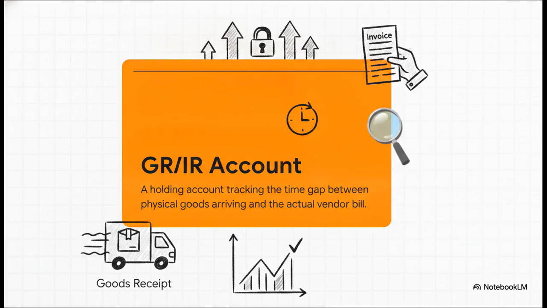I'm talking about the exact gap between the minute physical goods arrive at your warehouse store, that's the goods receipt, and the moment the vendor's actual paper bill lands on your desk, the invoice receipt. It acts as a legal flag in your system to prove, hey, we definitely received these materials, we just haven't been officially billed for them yet.